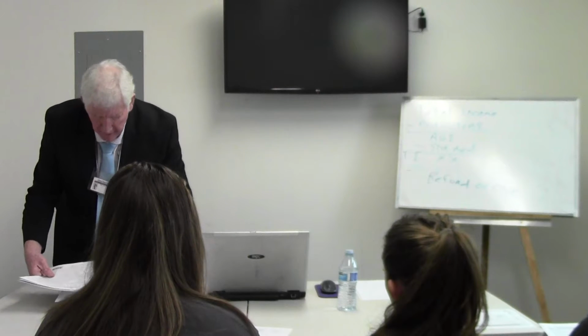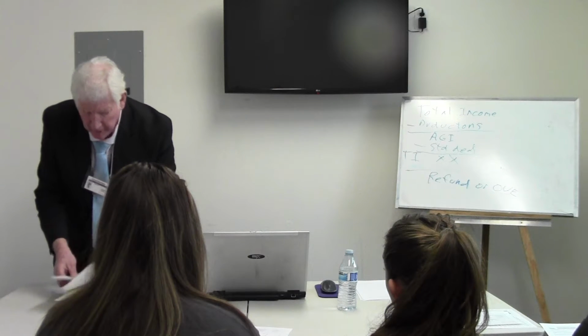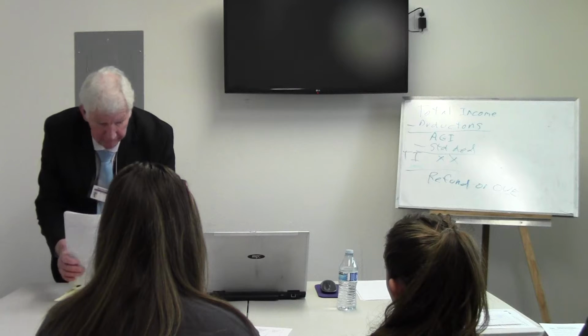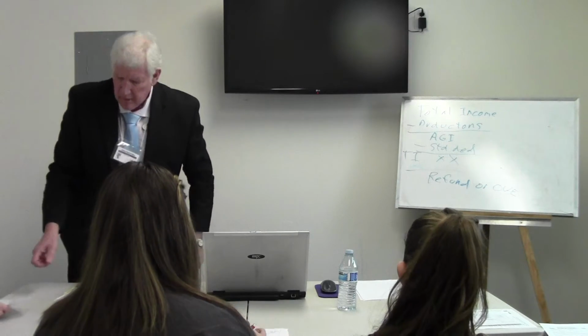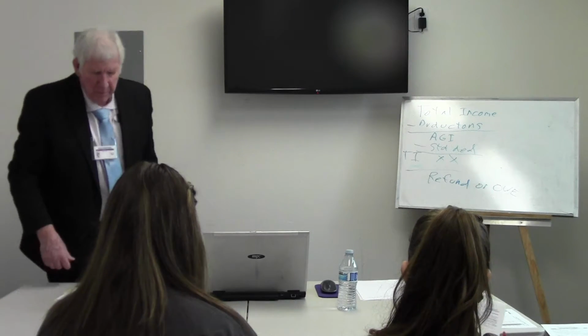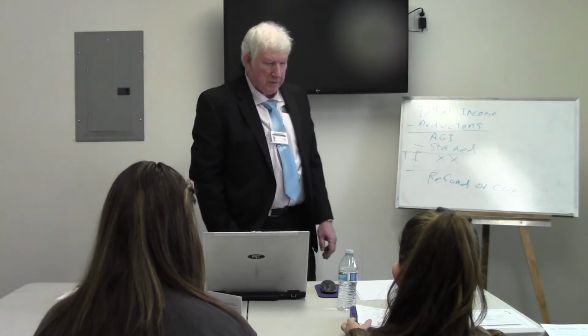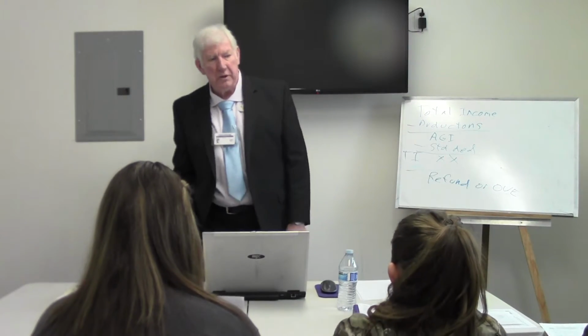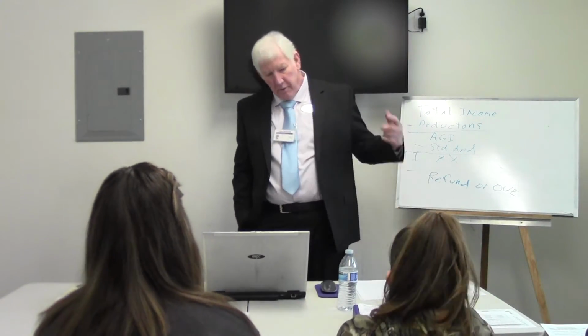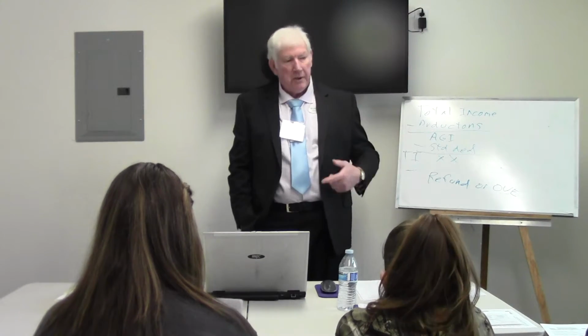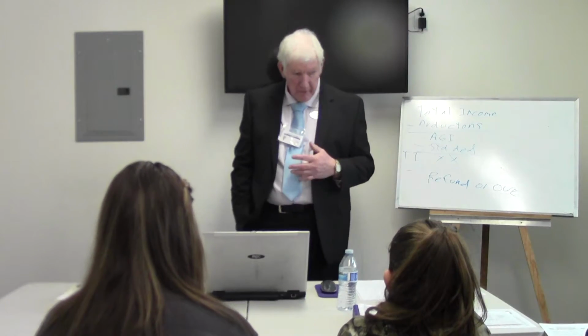Now, there is a big credit I mentioned earlier. It's called the American Opportunity Credit. It's a total of $2,500. 40% of that's refundable. That means that $1,500 of that credit can be used to reduce your tax liability to zero. You reduce your tax liability to zero, you can get the other $1,000 refunded to you.